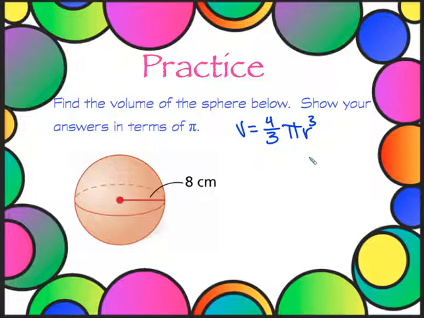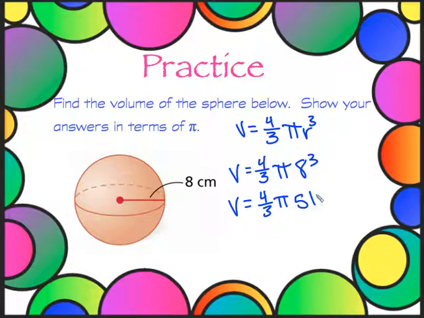So find the volume of the sphere below. Show your answers in terms of pi. So we have 4/3 pi 8 cubed. Now some people will write that down and still only square it in their calculator. So don't be those people. So 4/3 pi 8 cubed is 512.